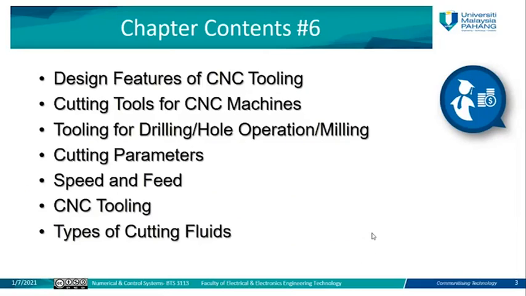So these are the contents for this chapter. Start from the design features of CNC tools, then cutting tools for CNC machines, tooling for drilling and hole operations, cutting parameters, speed and feed. We already talked about it previously during chapter 4, because some of the parameters we need to program when we write our G code. So we already talked about these two parts, and also we have some examples and exercises about the speed and feed rate calculation. Then we have the types of cutting fluids here.